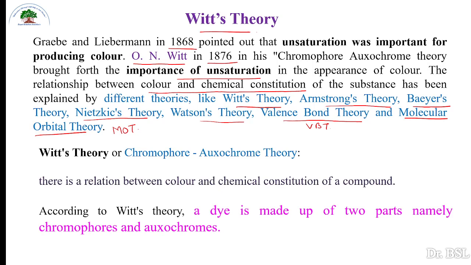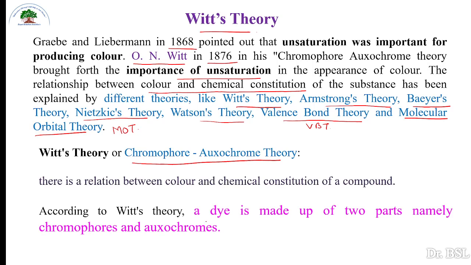These are the different theories that say something about the relation between color and chemical constitution of specific dyes. So, Witt's theory is for our syllabus, and this Witt's theory is nothing but chromophore oxochrome theory. There is a relation between color and chemical constitution of a compound.